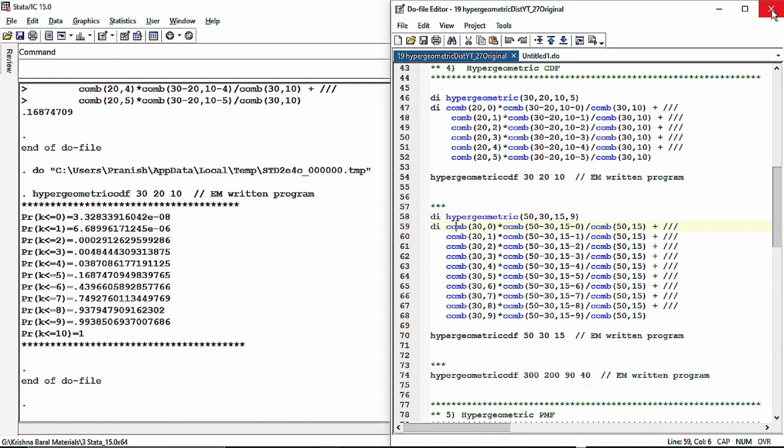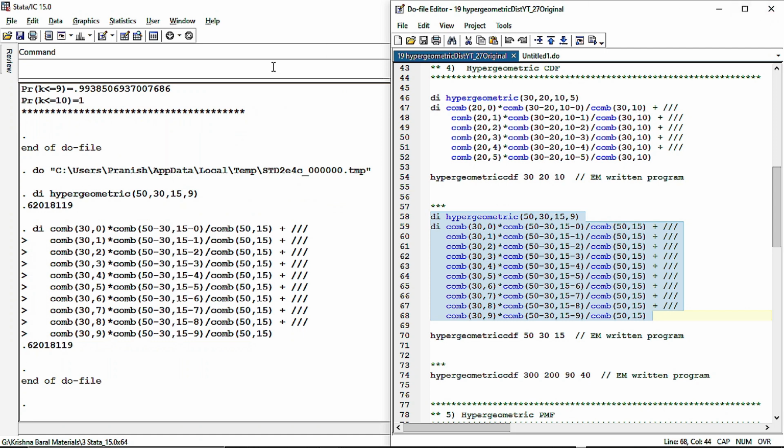Using the generic formula, we add the individual PMF ranging from 0 to 9, and both of them should yield the same value of the probability. And in both cases, it is nearly 62%. And let us check it with the user-written CDF program.